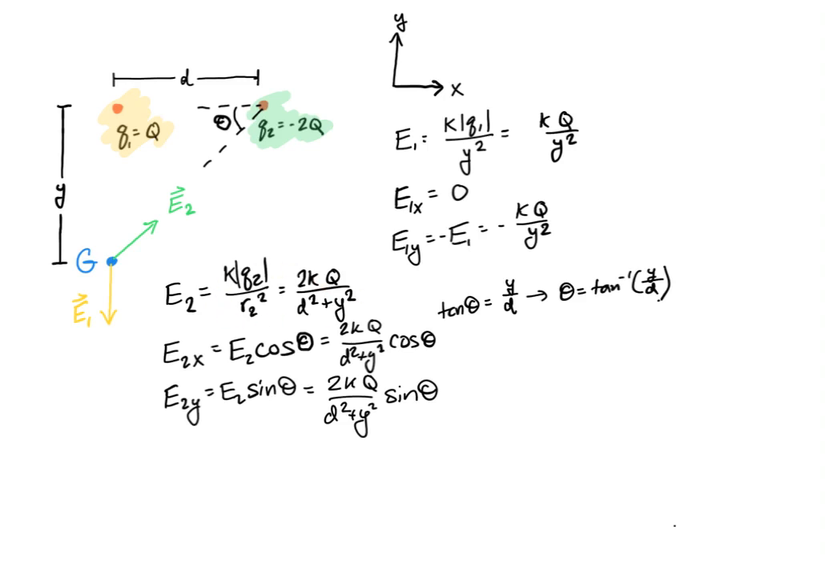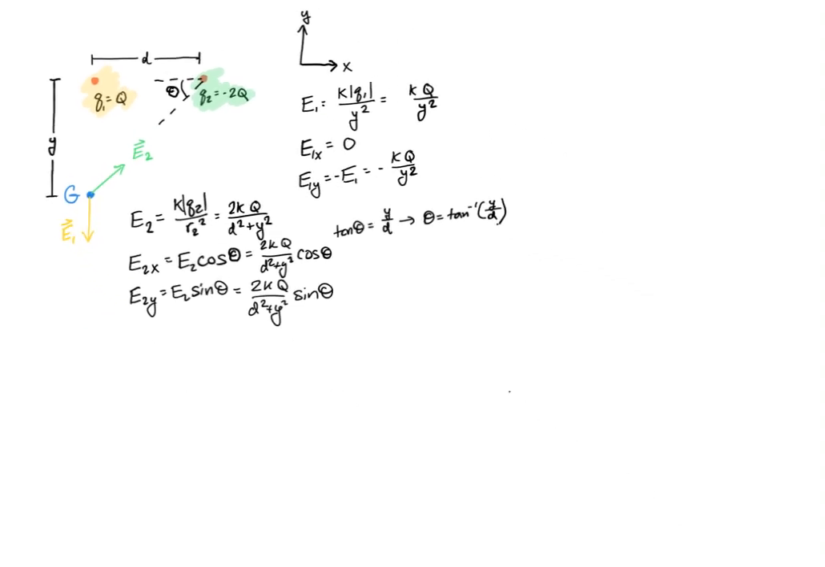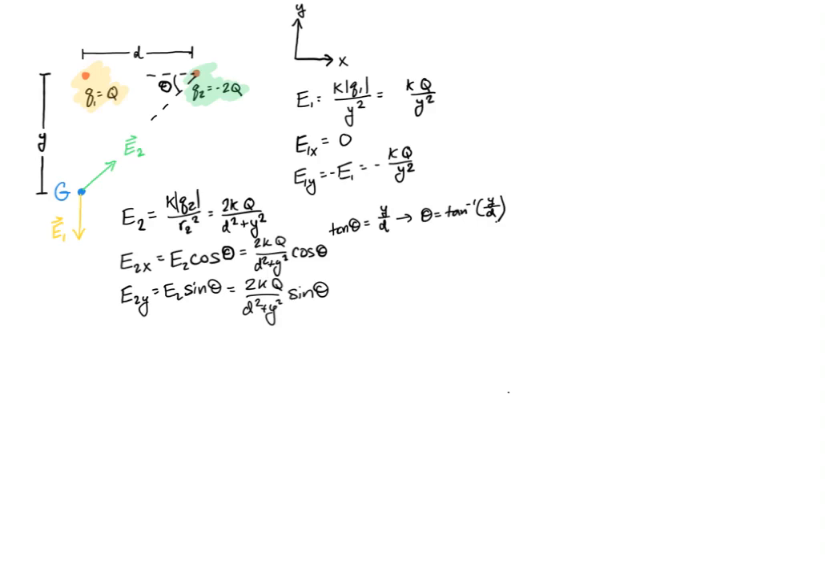The next step is to put all this together. I'm going to scrunch this all up a little bit so I have more space. So I want to find the total electric field. That's the combination of these. Well, the total electric field is a vector, and the total x component is simply the sum of the x components of E1 and E2.